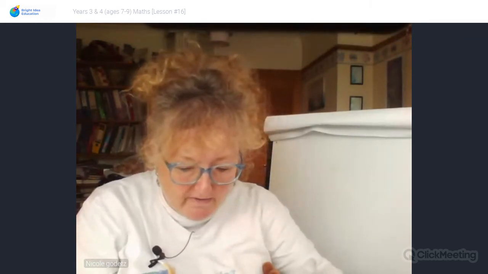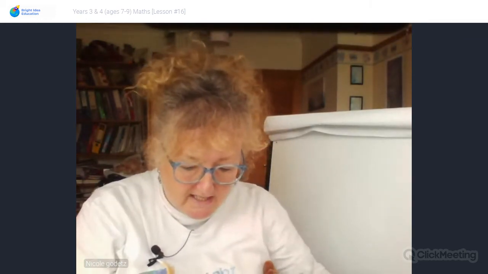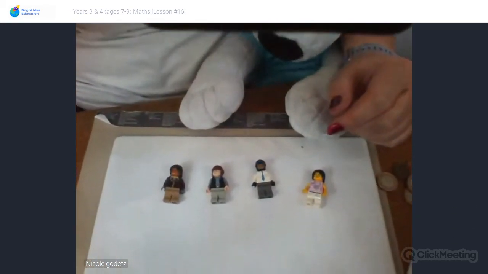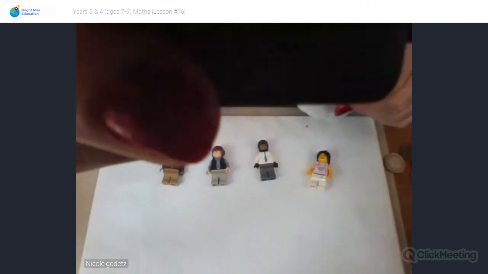So let's just start off with a little bit of unit sharing. Oh, one little friend has turned his head down. We don't want to do that. No need to turn your head down. Let's just drop down, and we're going to do this through money. Okay, we're going to do this through money. So here are our friends.